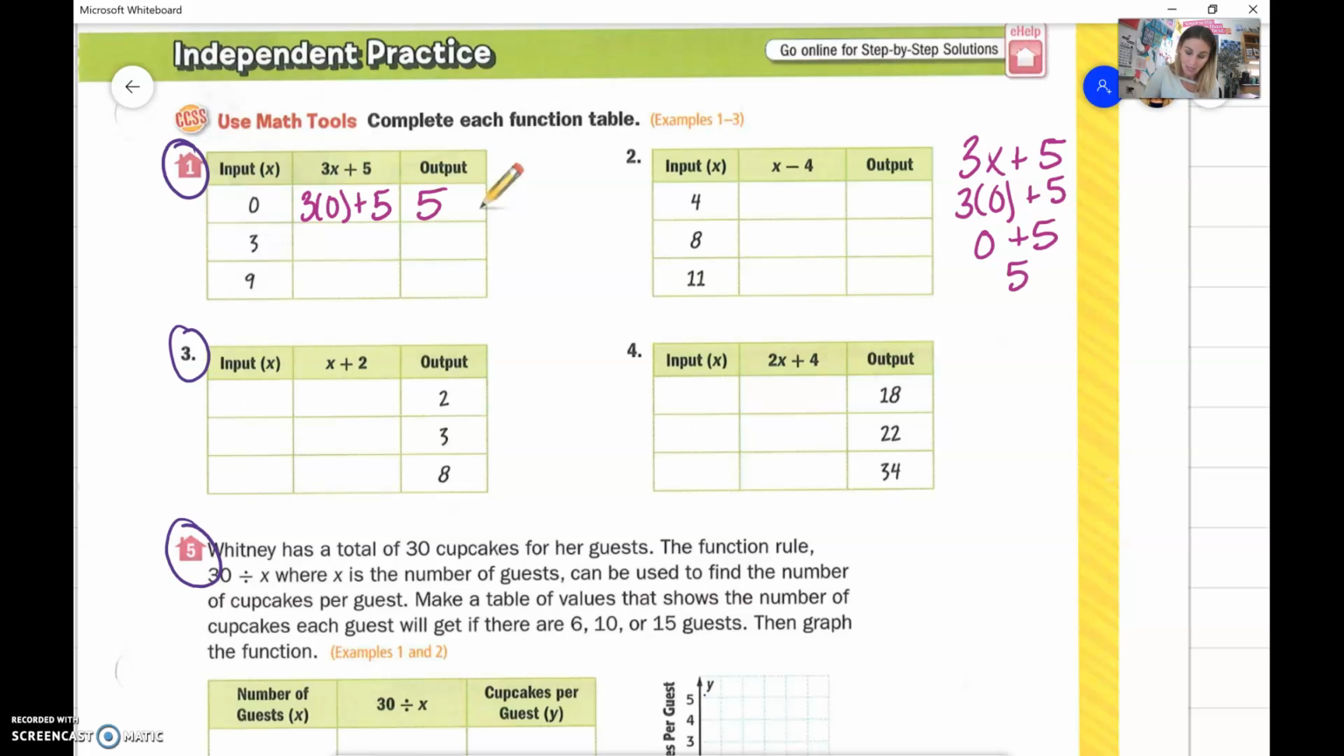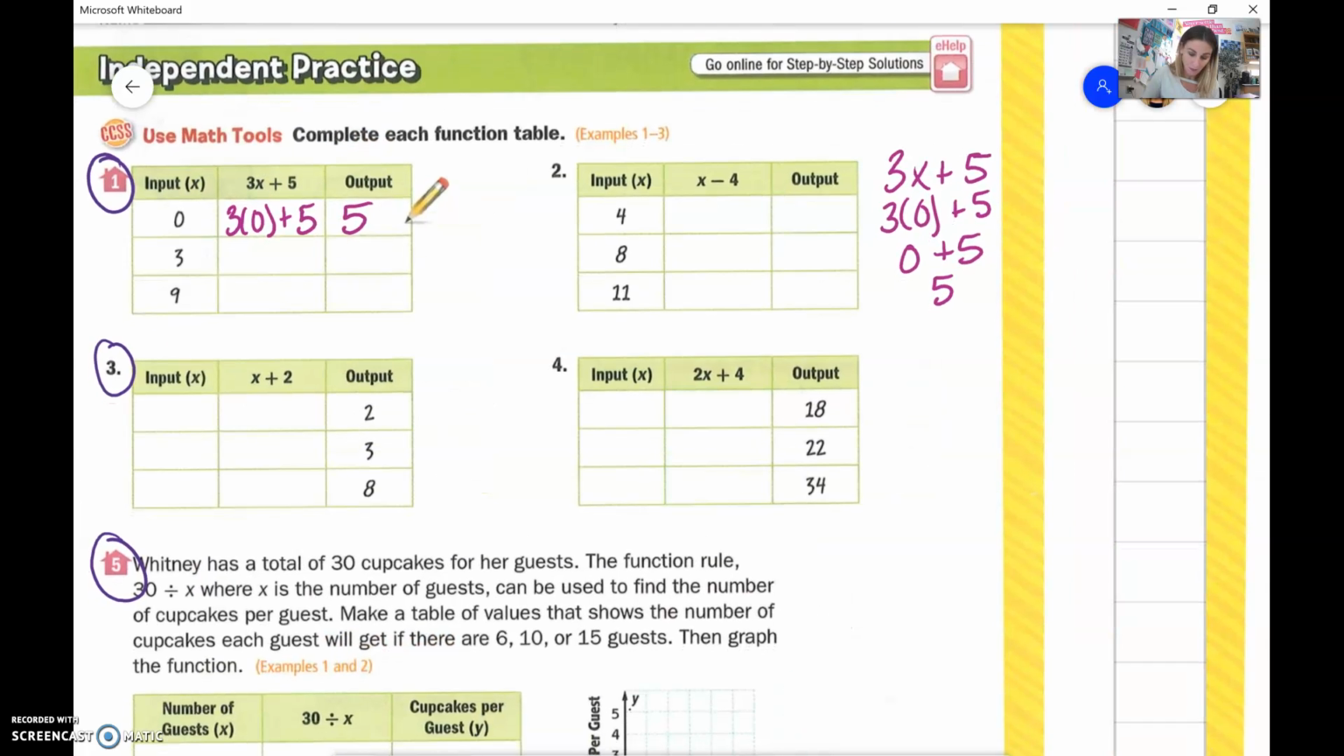Okay, my next one, same thing, 3x plus 5. We're replacing my x with 3, so it's really 3 times 3 plus 5. So 3 times 3 plus 5. 3 times 3 is 9. Bring down my plus 5. 9 plus 5 is 14. Therefore, my answer is 14.